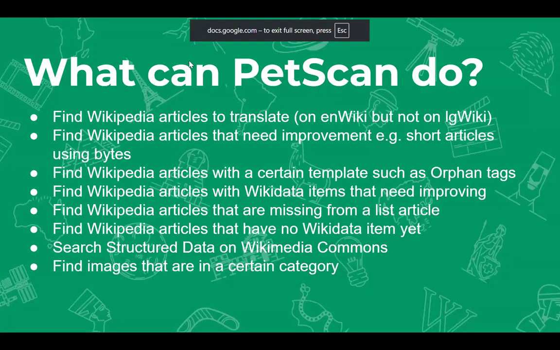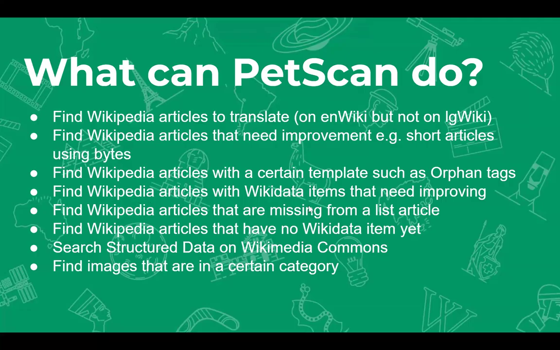We've used it a few times. So what can it give you? You can find articles to translate, say, for example, they're in English Wikipedia and not on the Luganda Wikipedia. You can find some articles that need improvement, say stubs, those that are short. Best you can put the number of bytes that you want. Also, you can find articles that have certain templates, say those that need copy edit, or they've been labeled as advertisements, so that we improve the content.